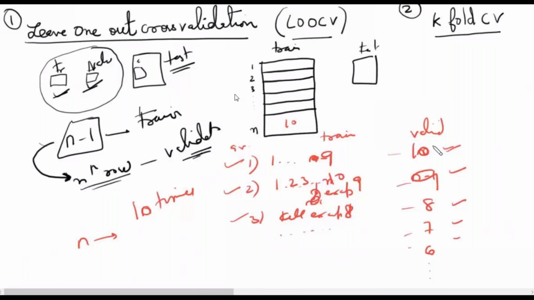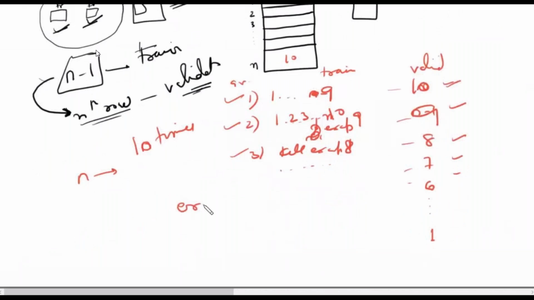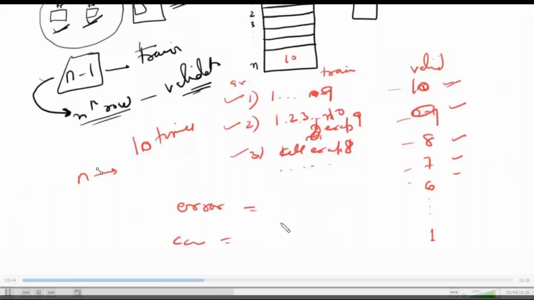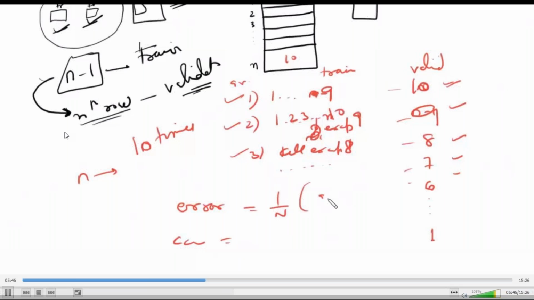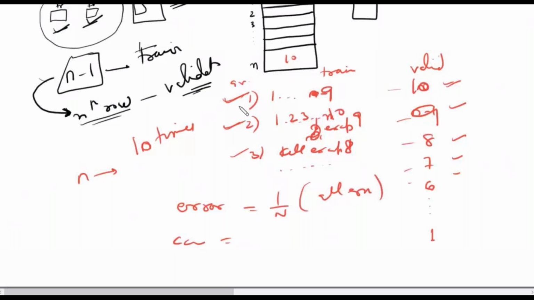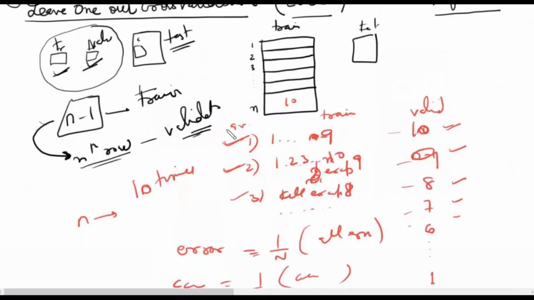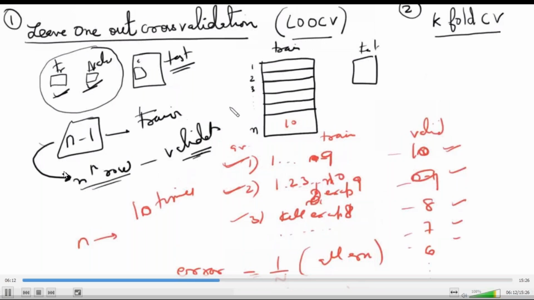The final error of the model, or the final accuracy of the model, will be taken as the average of all errors. So there are 10 models. Each of the models will make some errors. We take the average of all the errors that are being made here. Similarly for accuracy, we take the average accuracy out of all the accuracies that we get here. So this is the process of leave one out cross validation, which is beneficial because it gets rid of both the disadvantages that we talked about in the previous video.